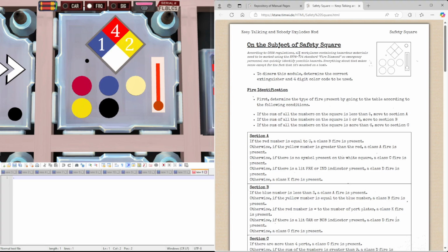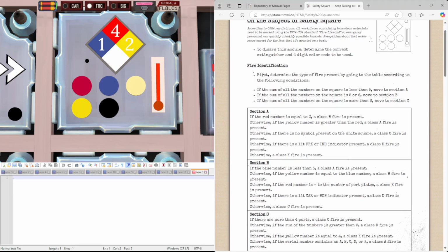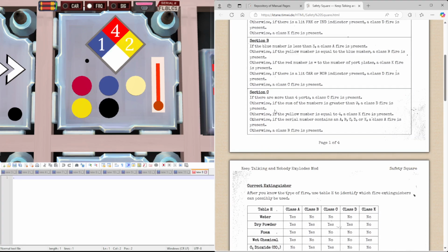Okay, safety square. First, determine the type of fire present by going to the table according to the following conditions. So all the numbers on the square are less than 5, is 7. So it's more than 6. So all the numbers on the square are more than 6. If there are more than 4 ports, no. If the sum of the numbers is greater than 9, no. If the other number is equal to 4, no. So number contains A, B, C, D, or K, it does.